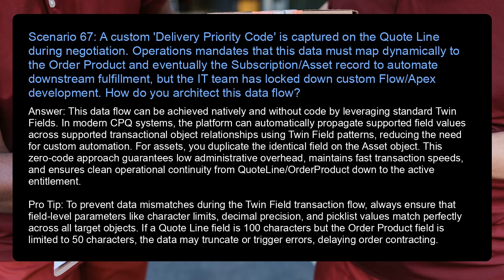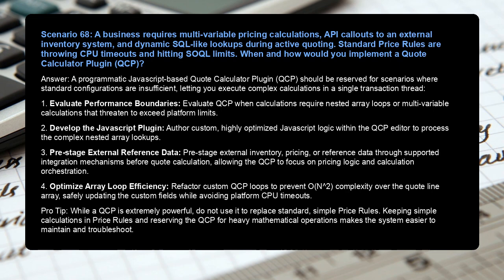delaying order contracting. Scenario 68. A business requires multi-variable pricing calculations, API callouts to an external inventory system, and dynamic SQL-like lookups during active quoting. Standard price rules are throwing CPU timeouts and hitting SOQL limits. When and how would you implement a quote calculator plugin, QCP?